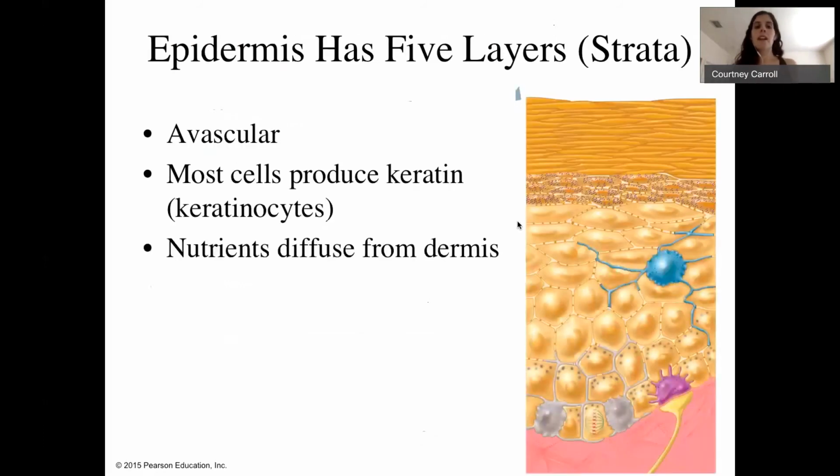The epidermis has a few other characteristics. It's avascular, so there's no blood supply. Most cells are going to make keratin. Most are keratinocytes, so they're making that waterproofing material. And the nutrients have to diffuse up from the dermis.